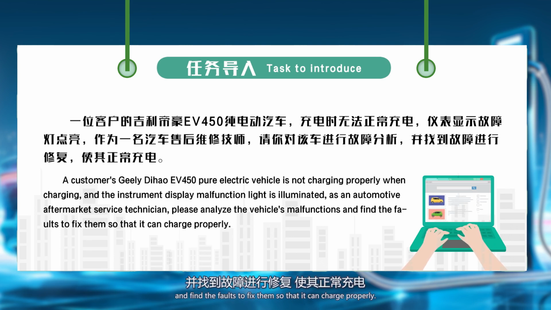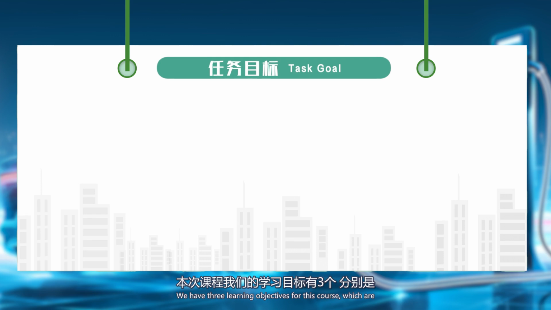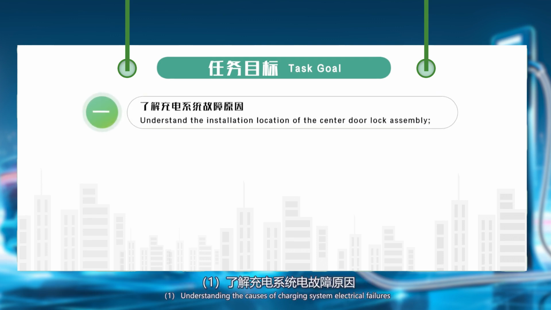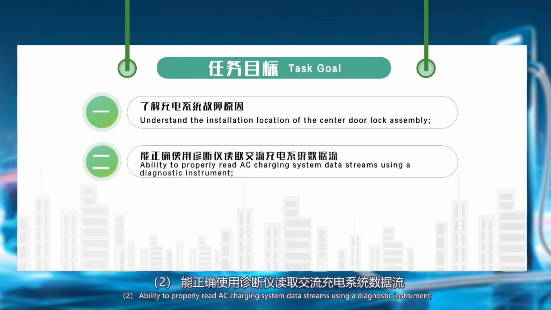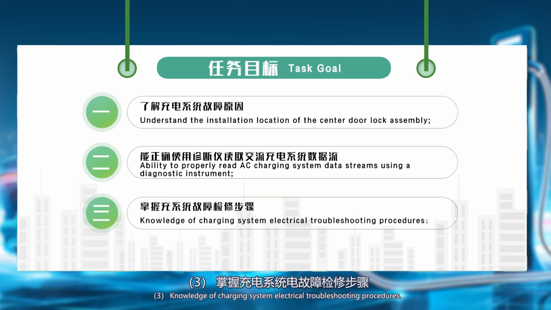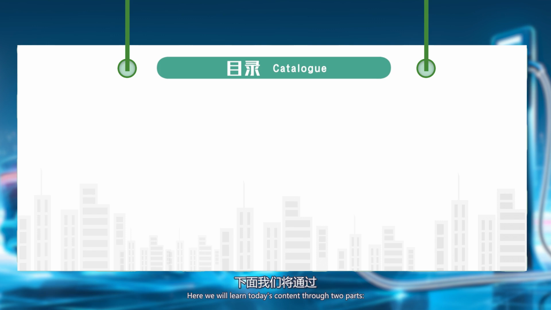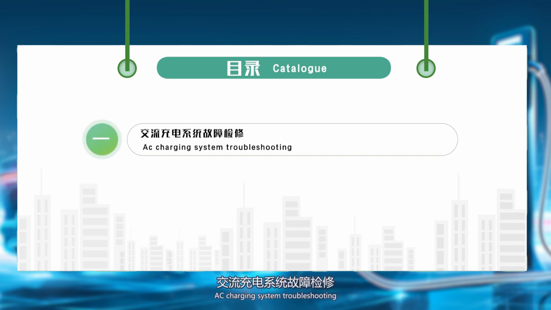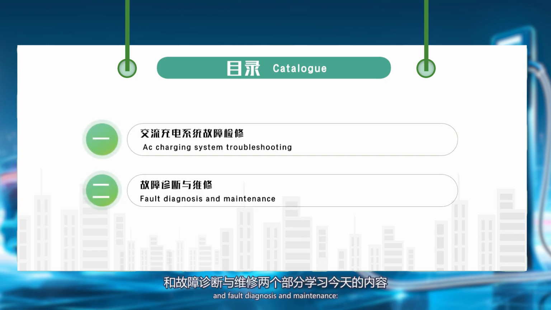it can charge properly. We have 3 learning objectives for this course, which are: 1. Understanding the causes of charging system electrical failures. 2. Ability to properly read AC charging system data streams using a diagnostic instrument. 3. Knowledge of charging system electrical troubleshooting procedures. Here we will learn today's content through 2 parts: AC charging system troubleshooting and fault diagnosis and maintenance.